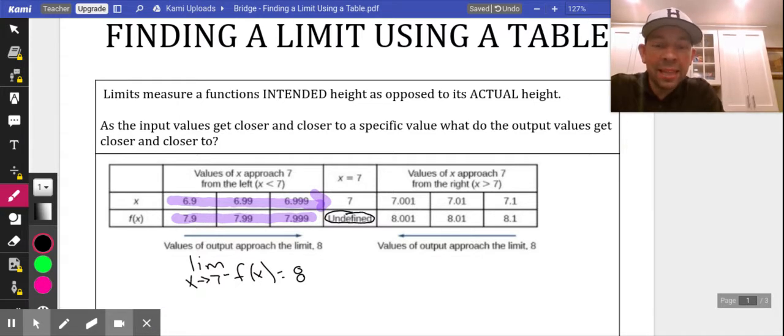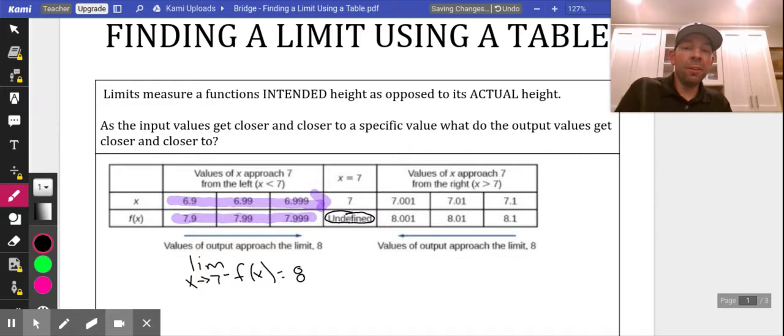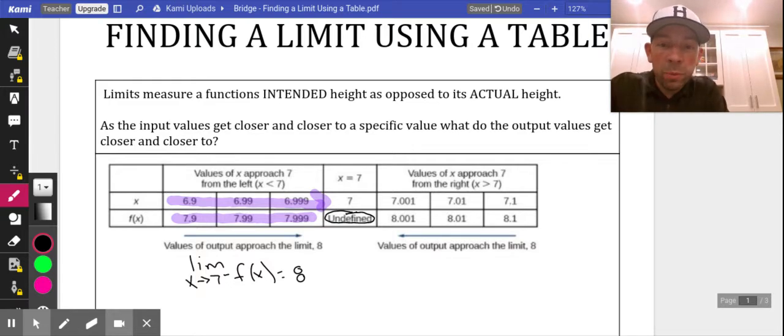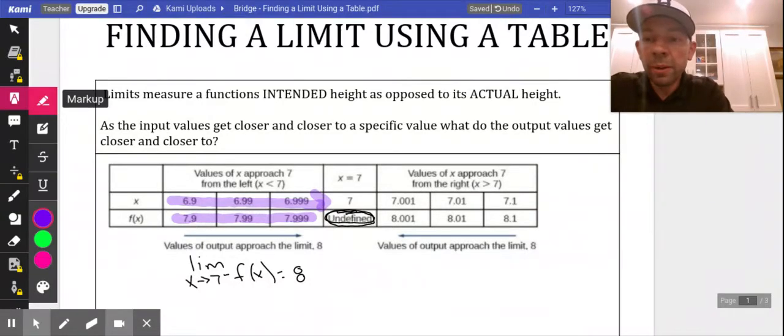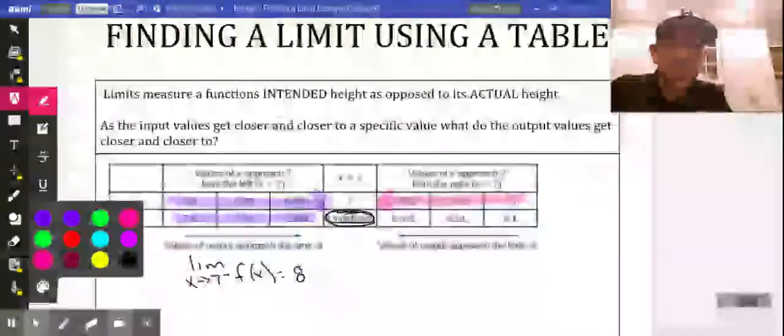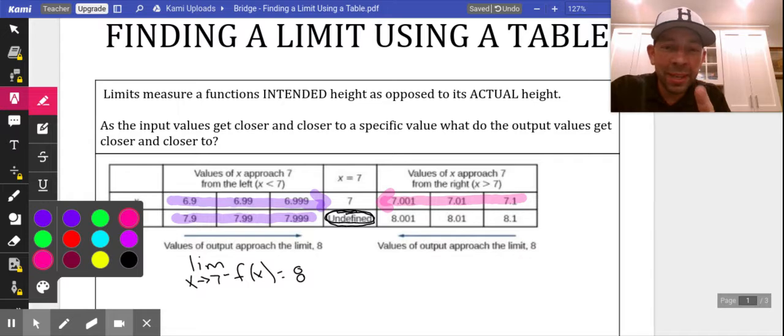Okay. And again, it doesn't matter what they put right here. They can put anything. It doesn't matter whether they say undefined or they put a number there, and it could be any number. My answer is going to be 8 just by looking at what I shaded in purple. What they put right here is totally meaningless. All right. Now let's take a look at the other side. You notice these inputs are getting closer and closer to 7, aren't they? Okay, we're sneaking up on the 7 from the right-hand side.